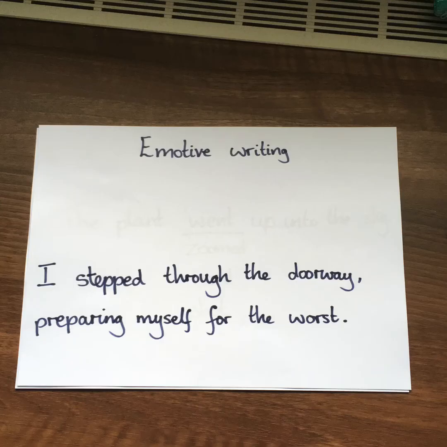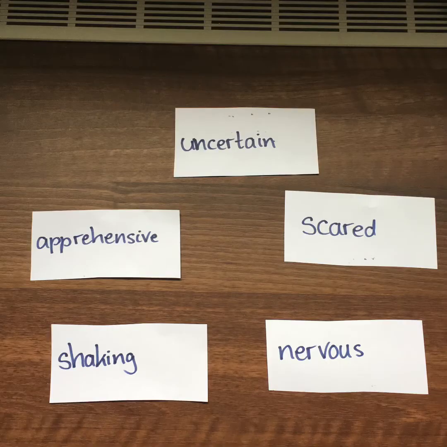So we're going to look at emotive writing, how we can add some emotions to show what the characters are thinking and feeling. I've got the sentence, I stepped through the doorway, preparing myself for the worst. I want to show how the character's feeling at this point, so I'm thinking of some words to describe those feelings. If I was about to step through that doorway, I think I might be feeling uncertain, apprehensive, scared, shaking, and nervous. These words can now be added to the sentence.